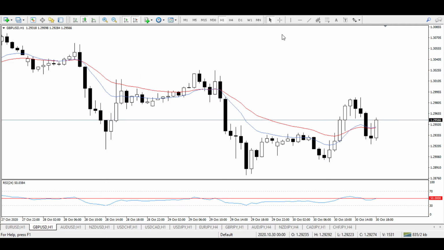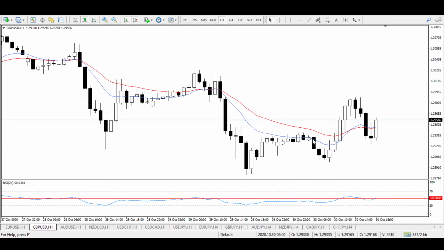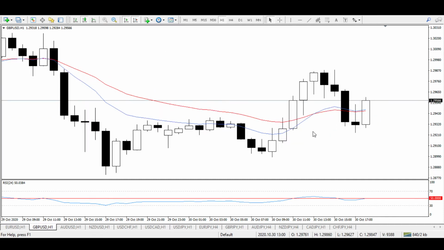So we have one criterion here right on this chart, that is the moving average crossover, and we want this blue line to cross above the red and stay above the red. So you can clearly see that the blue line had crossed above the red, and even after this retracement, the blue line didn't come below the red. It is still staying above the red. So this criterion has been sufficed by the market.